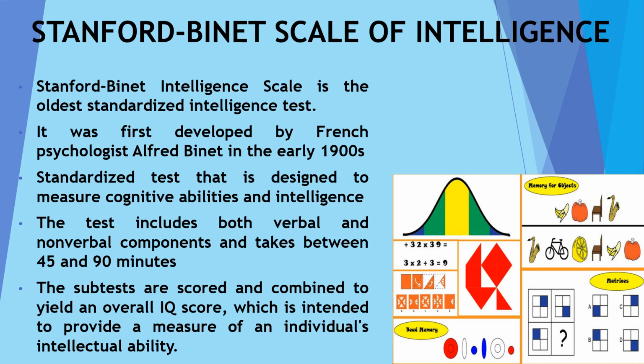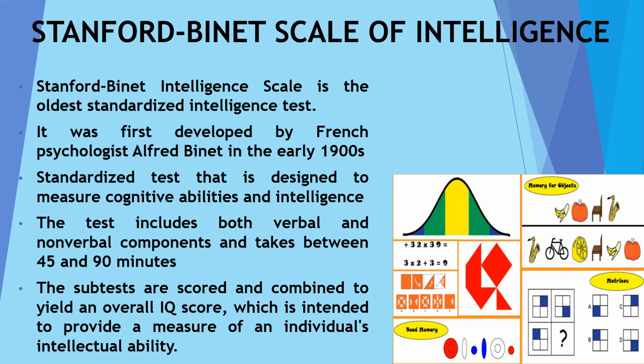Stanford-Binet scale of intelligence. It was first published in 1905. The Stanford-Binet intelligence scale is the oldest standardized intelligence test. It was first developed by French psychologist Alfred Binet and later revised and adapted by American psychologist Lewis Terman. It has been revised several times and the 5th edition was published in 2003.